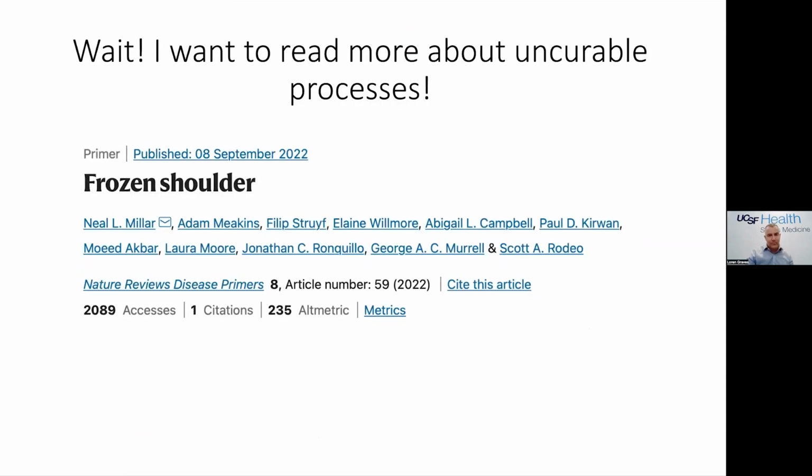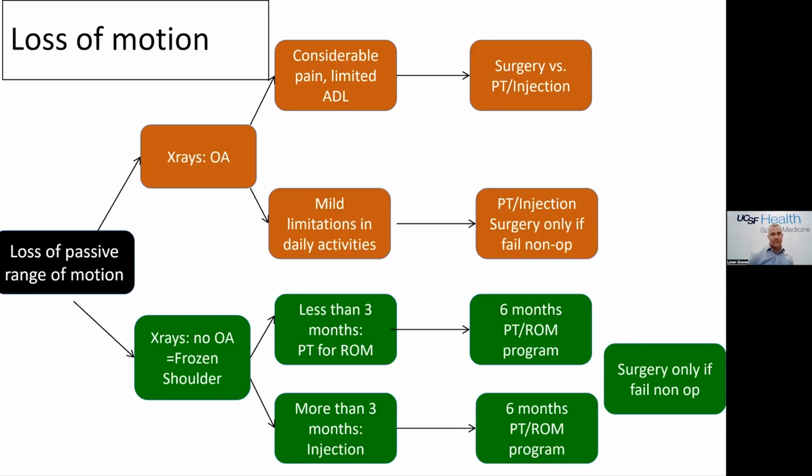which has potent anti-inflammatory properties. If you really want to read more about incurable disease processes, this is a really nice article that came out by one of our former residents, Dr. Moore, and one of my mentors, Scott Rodeo. It's a 3-page Nature review summary of frozen shoulder. It's really well done, and I would highly encourage it. It takes about 15 minutes to read and understand that we really don't understand that much about frozen shoulder.